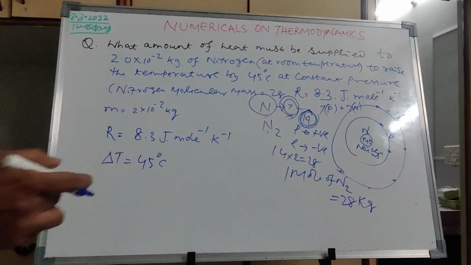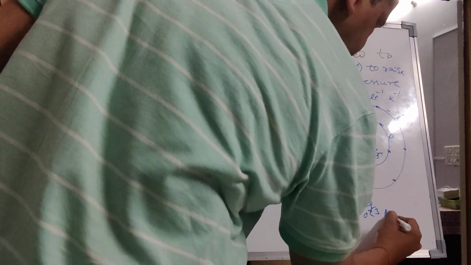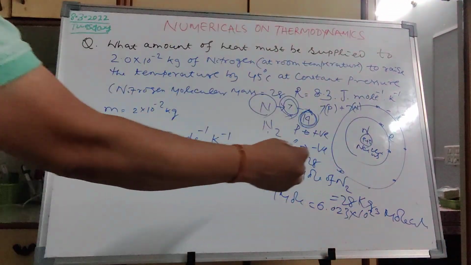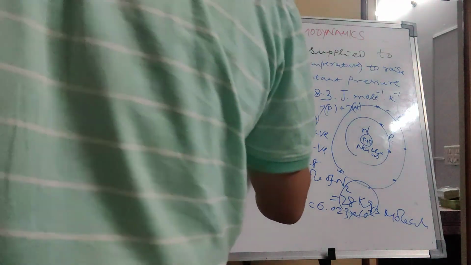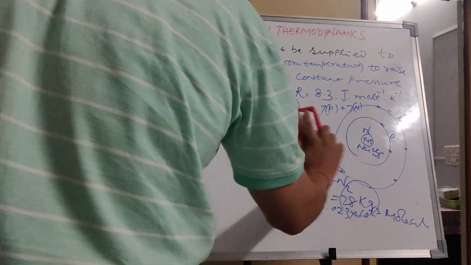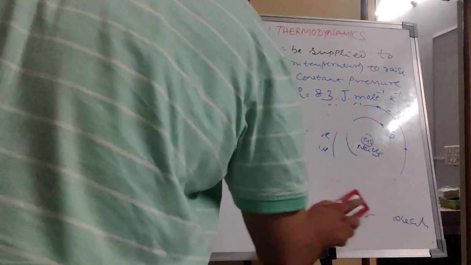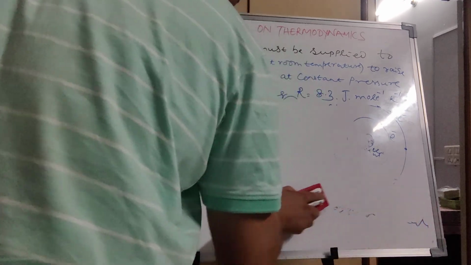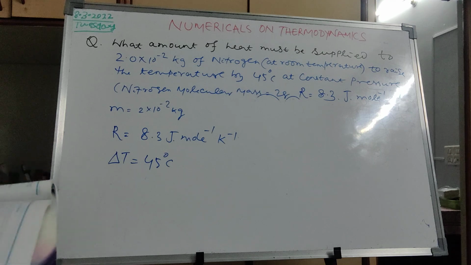We have studied that 1 mole is nothing but 6.023 into 10 to the power 23 molecules. That many molecules will have a mass of 28 kg. Okay, so that's why. I have just written it here.